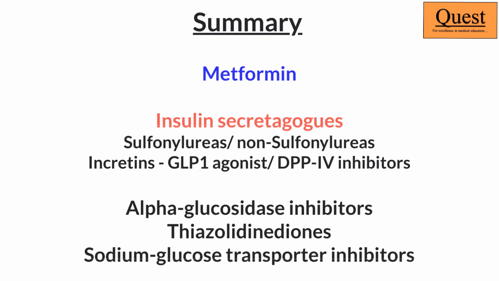GLP-1 agonists and DPP-4 inhibitors both are pretty much doing the same job. We have alpha glucosidase inhibitors which prevent the postprandial hyperglycemia. We have TZDs which have a great mechanism of action but not very much used because of their adverse effects. And the newer agent SGLT2 inhibitors, which apart from an adverse effect of UTI, overall seem to be a good class of agent.